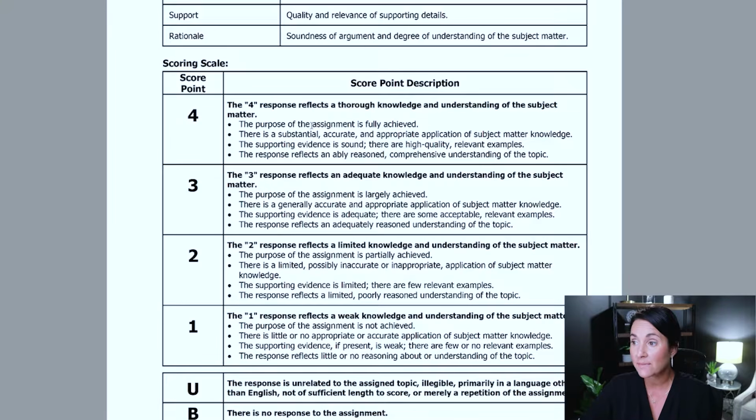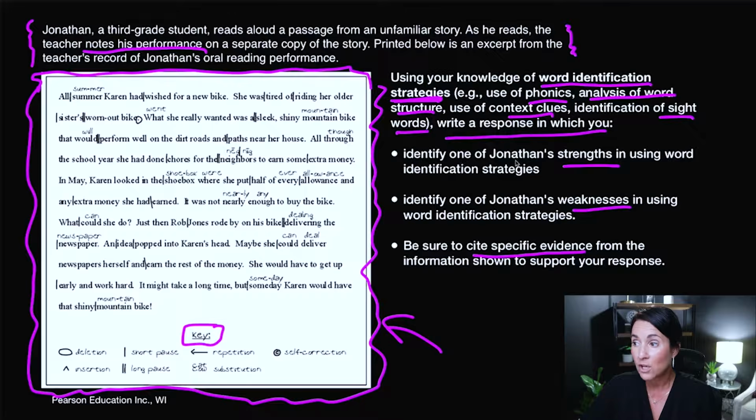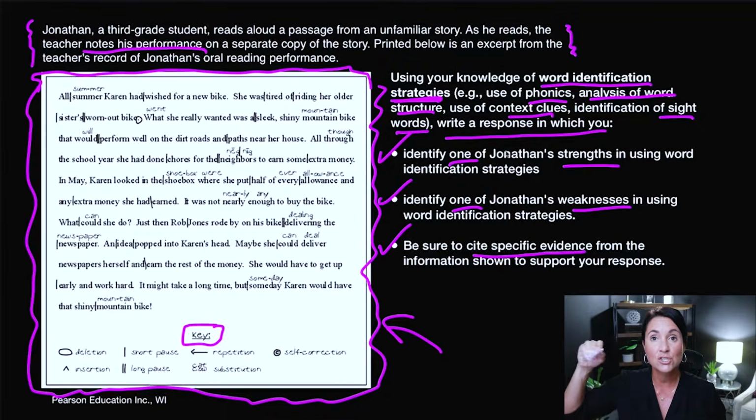And we have, the purpose of the assignment is fully achieved. What does that mean? Well, let's go back. You have done these 3 tasks. You've identified one of Jonathan's strengths, so you've done this, check. You've identified one of Jonathan's weaknesses, check. Notice it says 1, not 5, 1. Just 1, that's it. And the third is to be sure to cite specific evidence. So if you can go check, check, check, you've achieved that, all right?